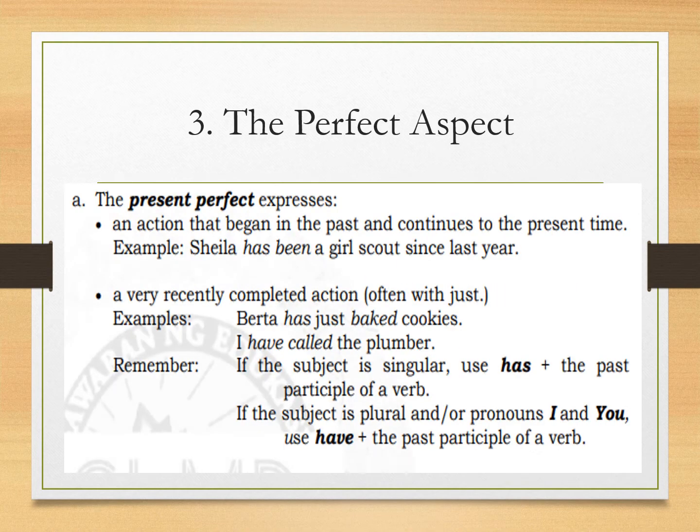Let's move on now to the perfect aspect. Under it, we have letter A, the present perfect. The present perfect expresses an action that began in the past and continues to the present time. Example, Sheila has been a Girl Scout since last year.